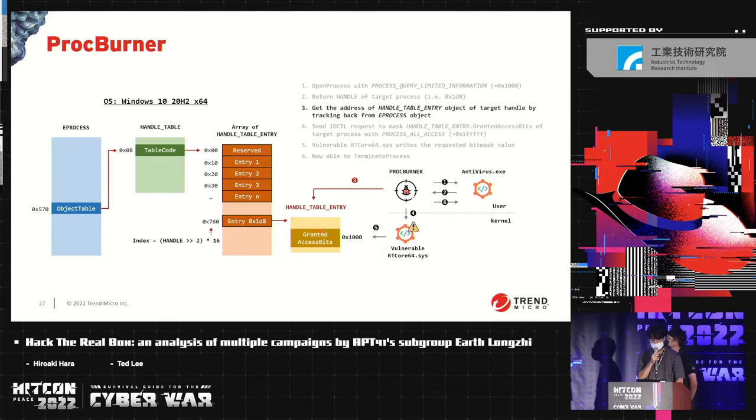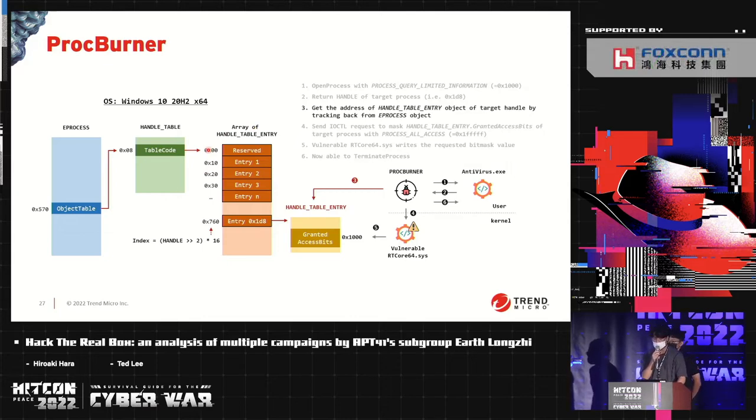The EPROCESS object is a kernel object. So ProcBanner uses rtcore64.sys to get the address of the EPROCESS object, then tracks down the fields in the structure. The EPROCESS object has an ObjectTable field, which has a pointer to another structure. This structure has a TableCode field that has a pointer to the head of a handle table entry array. This array is a pointer table to the existing handles.